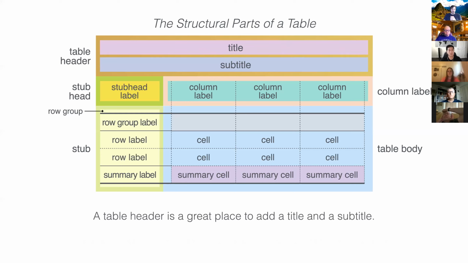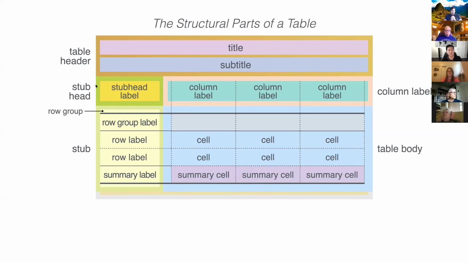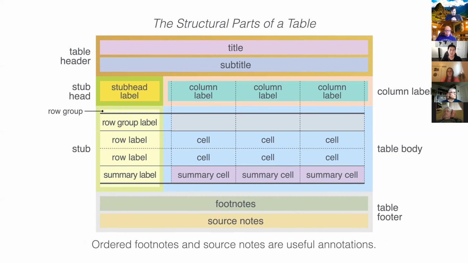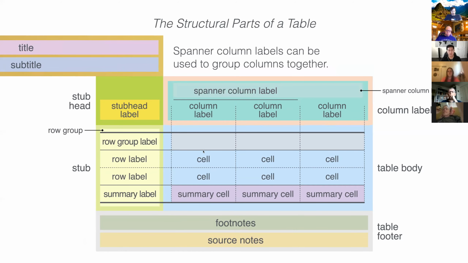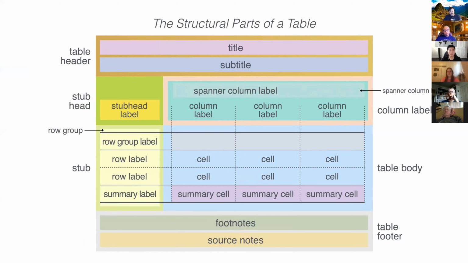Okay, here's the title and subtitle. It just goes into the table header section, which is great. And at the bottom, we have footnotes and source notes. That goes into the table footer section. Okay, and we can have spanner column labels. They can be above certain column labels. You don't have to have them on all of them. You can have multiple of these. It's a really great way to delineate or create some structure in your columns. Great. So that's all the parts of the table that we care about in GT.